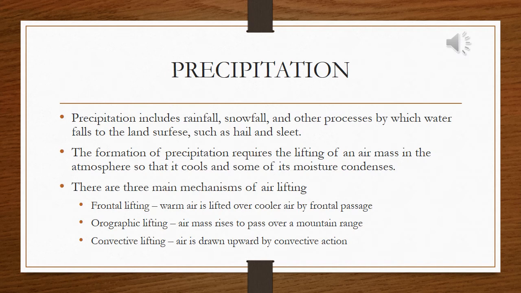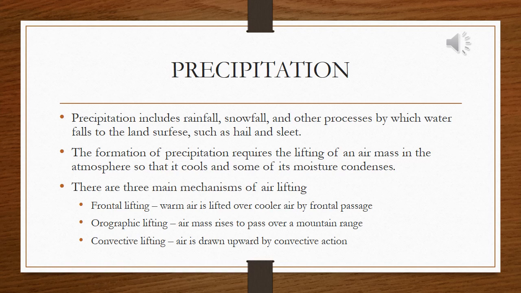First part is precipitation. Precipitation includes rainfall, snowfall, and other processes by which water falls to the land surface, such as hail and sleet. The formation of precipitation requires the lifting of an air mass in the atmosphere so that it cools and some of its moisture condenses. There are three main mechanisms of air lifting: frontal lifting, orographic lifting, and convective lifting.